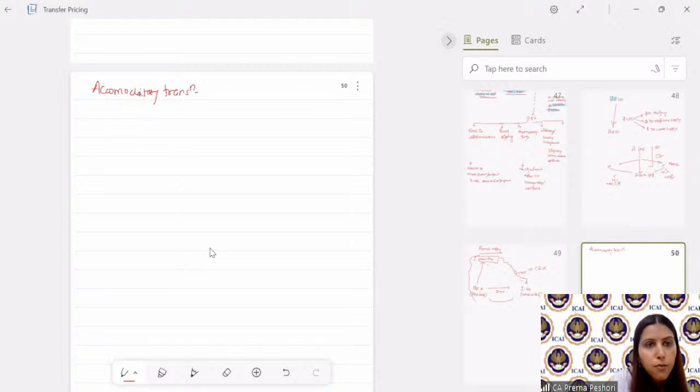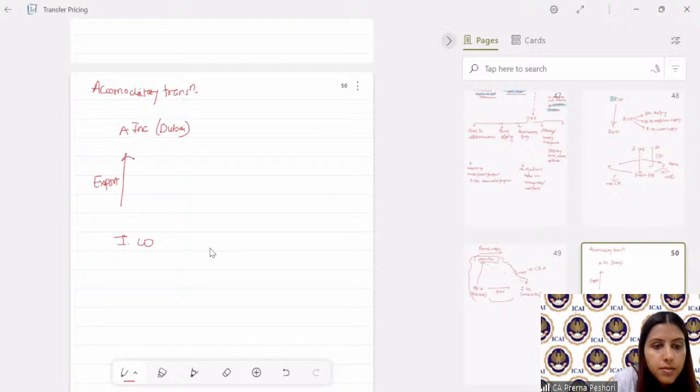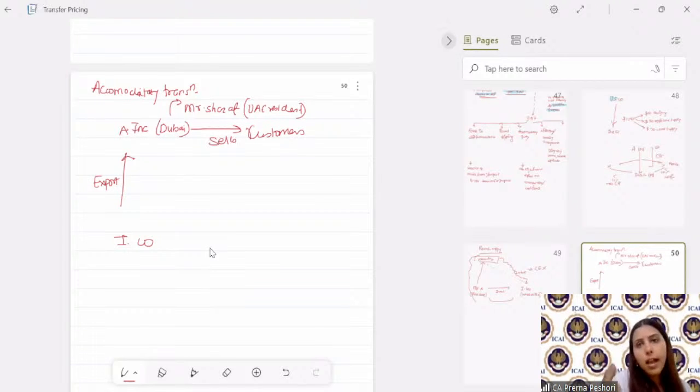Let's try and understand. Say, for example, there is this Indian company, ICO. This is exporting goods to, say, AINC, Dubai. Now, AINC is owned by, say, Mr. Sharaf, who is a UAE resident and who is not connected with ICO. Now, AINC again sells these goods to the customer. And in Dubai, there is no taxation.